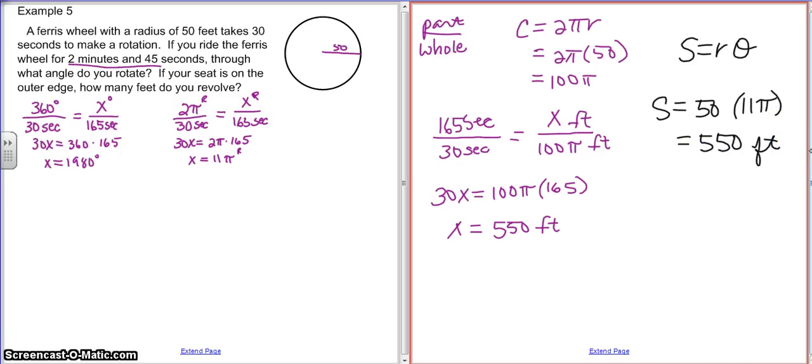And I really don't care which way you go about doing this. If you want to think of it as part over the whole so you don't have to memorize the formula, or if you want to memorize the formula and just use that short little formula, that's cool too.